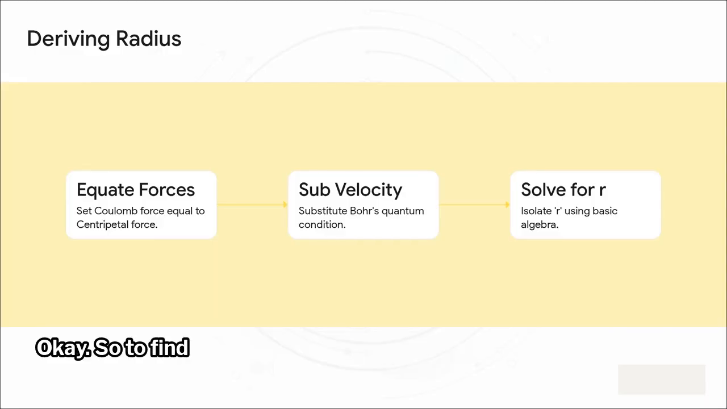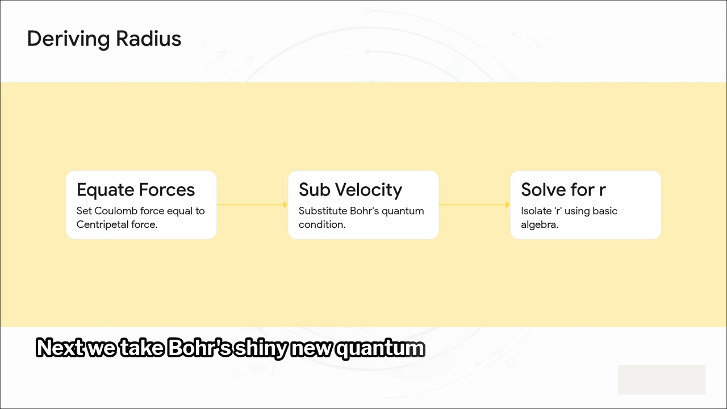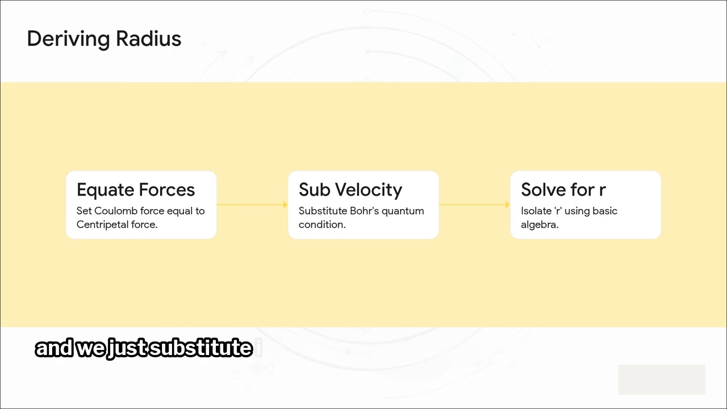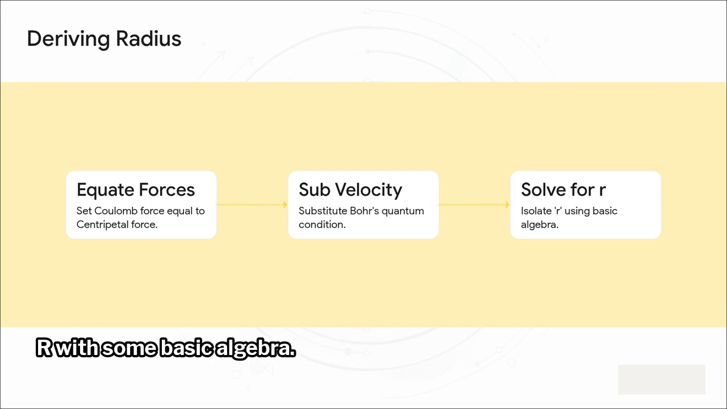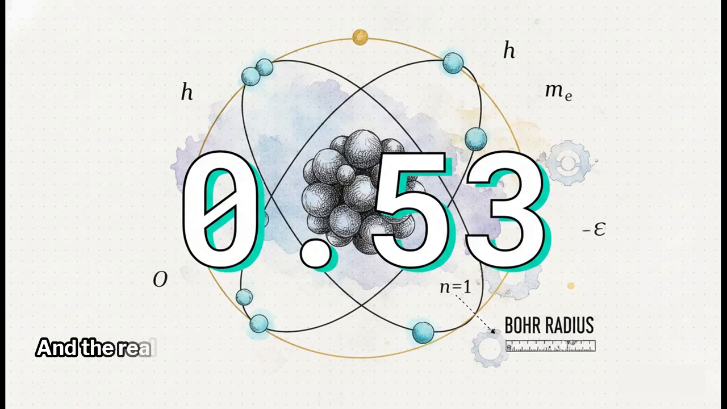Okay, so to find the exact radius, we start by assuming circular motion. We equate the inward pull of the electrostatic Coulomb force to the centripetal force that's required to hold the electron in its orbit. Next, we take Bohr's shiny new quantum condition for velocity and we just substitute it straight into our force equation. The velocities cancel out beautifully, and by simply isolating r with some basic algebra, boom, we've derived the exact formula for the allowed electron radii. No memorization needed. And the real beauty of deriving this equation is that we can actually test it.